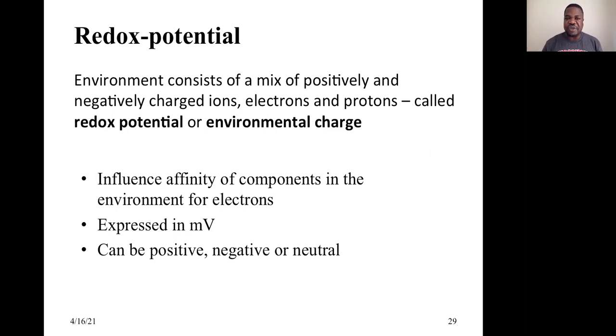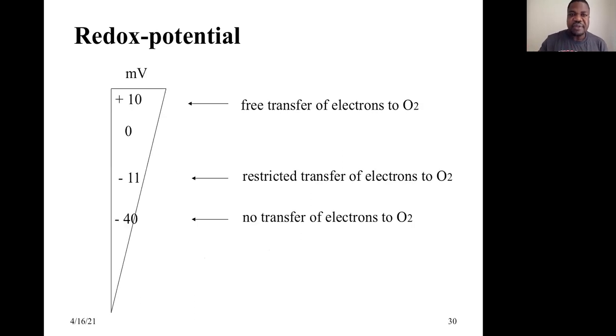So redox potential is an environment that consists of a mix of both positively charged and negatively charged ions. Now, depending on the amount of ion that is prevalent, that environment can be either positive or negative. So the redox potential can be positive or negative, and the redox potential is expressed in millivolts. So it can be positive, negative, or neutral. Okay. So this is how it is.